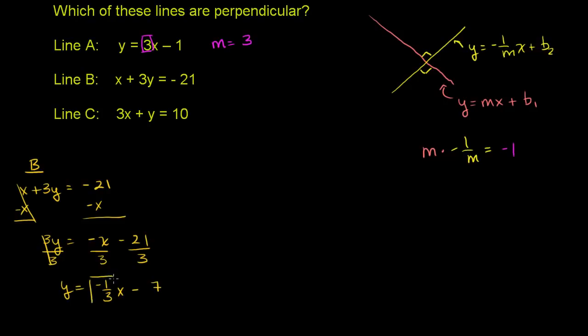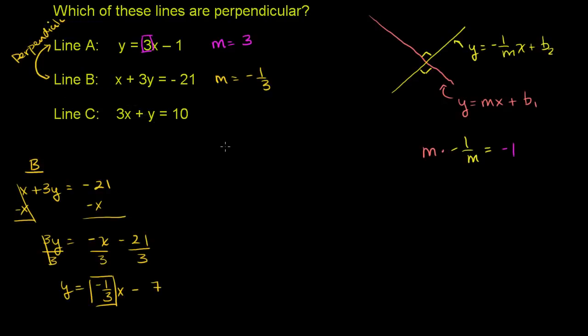So this line's slope is negative 1/3. So here m is equal to negative 1/3. So we already see they are the negative inverse of each other. You take the inverse of 3, it's 1/3, and then it's the negative of that. Or you take the inverse of negative 1/3, it's negative 3, and then this is the negative of that. So those two lines are definitely perpendicular.